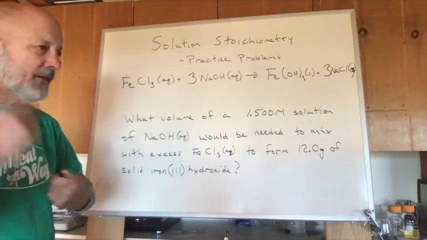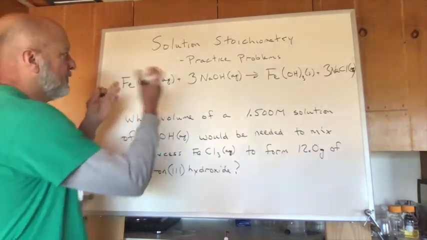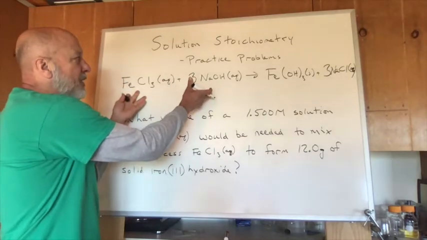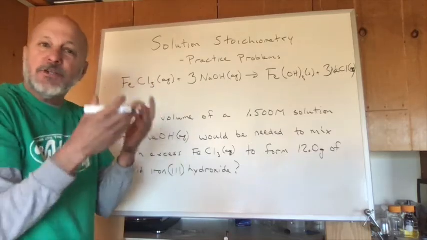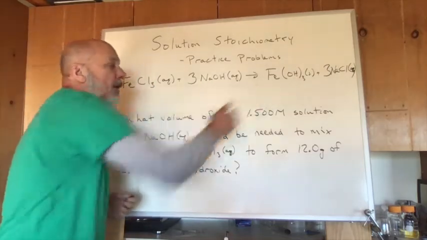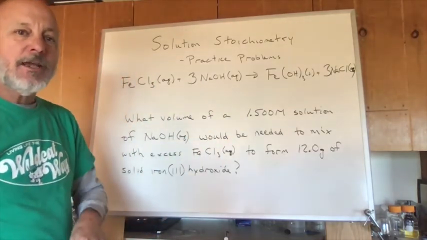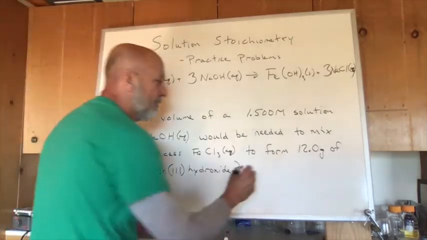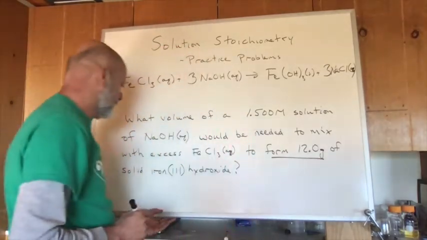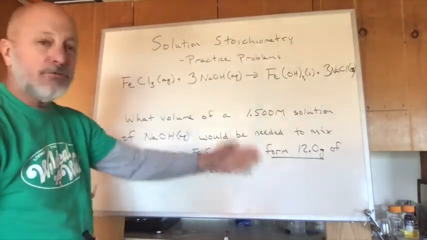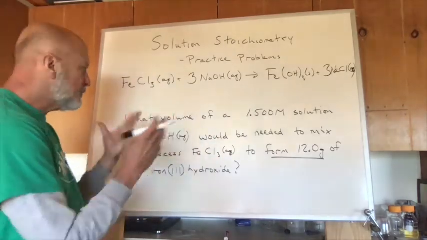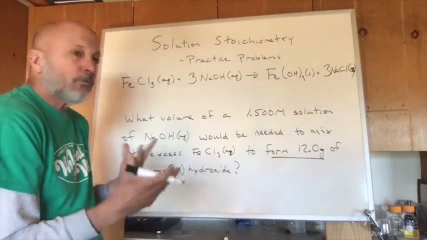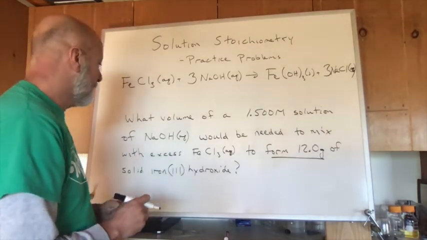So now, instead of previously, where sometimes I'll say, hey, if I mix this concentration times this volume, how much precipitate will I get? Now, in this case, I'm saying I want to actually form 12 grams of iron 3 hydroxide. So we're given two numbers in our problem, and part of our skills are, okay, well, which one do I start with? What do I use first? How do I start this problem?